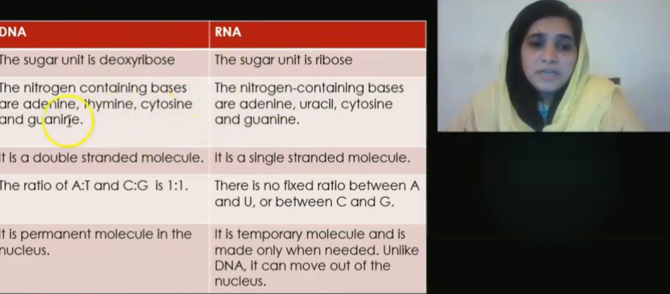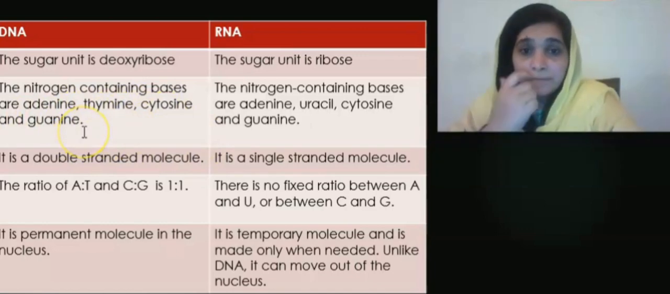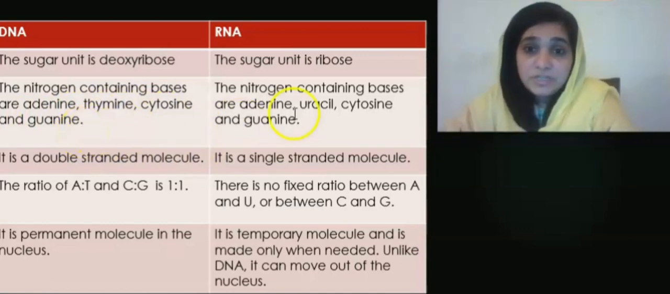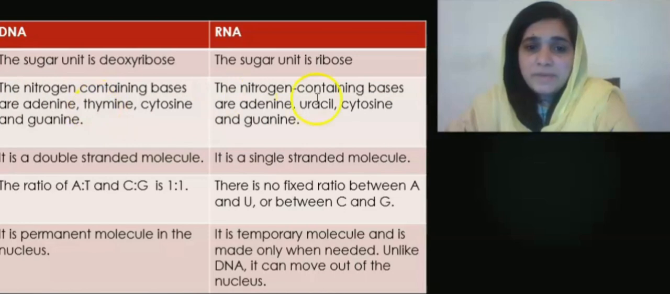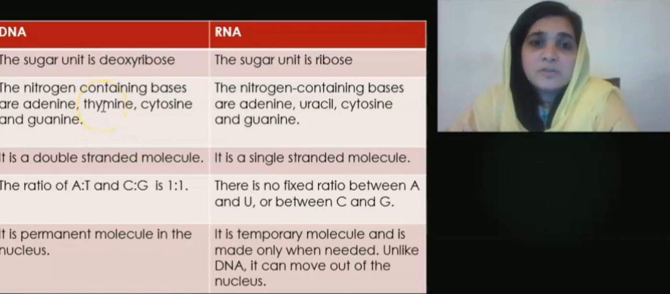The nitrogen containing bases in DNA are adenine, thymine, cytosine and guanine. While in case of RNA, the nitrogen containing bases are adenine, uracil, cytosine and guanine. So you can see here DNA contains adenine, thymine, while RNA contains adenine and uracil. Uracil is present in place of thymine in case of RNA. RNA contains uracil while DNA contains thymine.